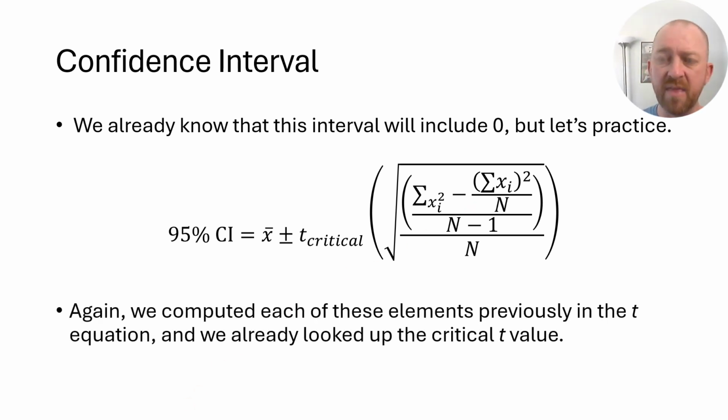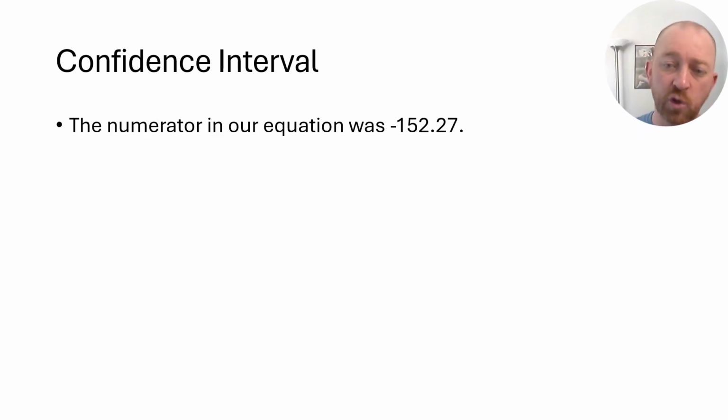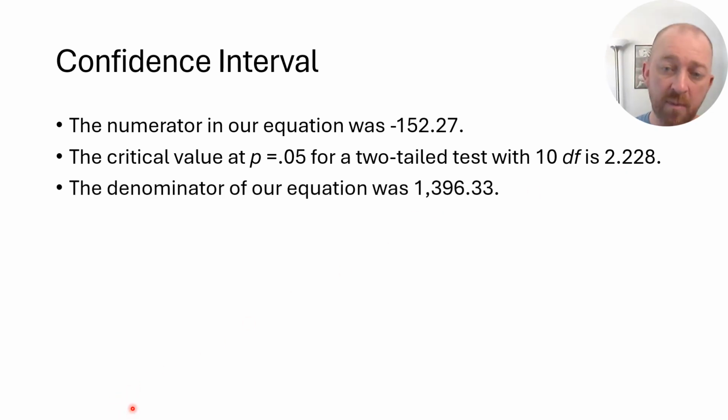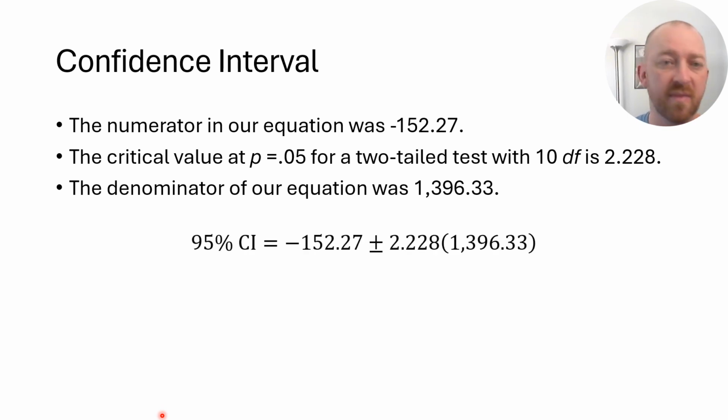We're not going to go through all of the math then. We're just going to pump in the values that we left off with. So we had a numerator, or a mean difference, essentially. The mean difference in our numerator was negative 152.27. And the critical t-value, of course, for this kind of test, a test with this many degrees of freedom, with these characteristics, is 2.228. Again, that's all in Appendix B, and we've run through that in previous videos. And the denominator in our equation, the standard error of the mean, was 1,396.33. That's everything we need to plug into our equation for the confidence interval.